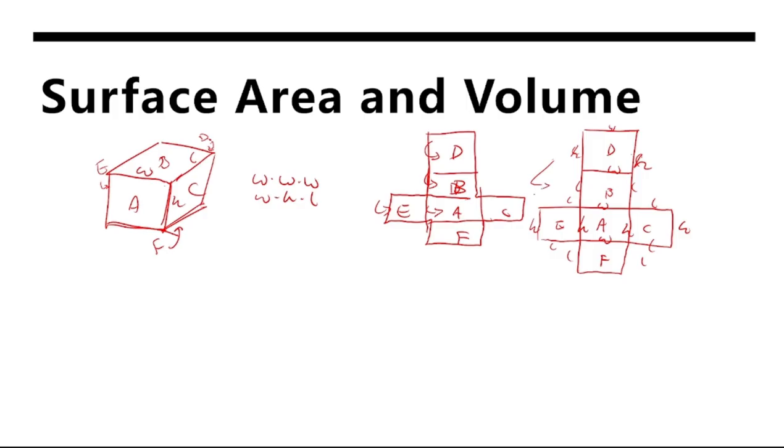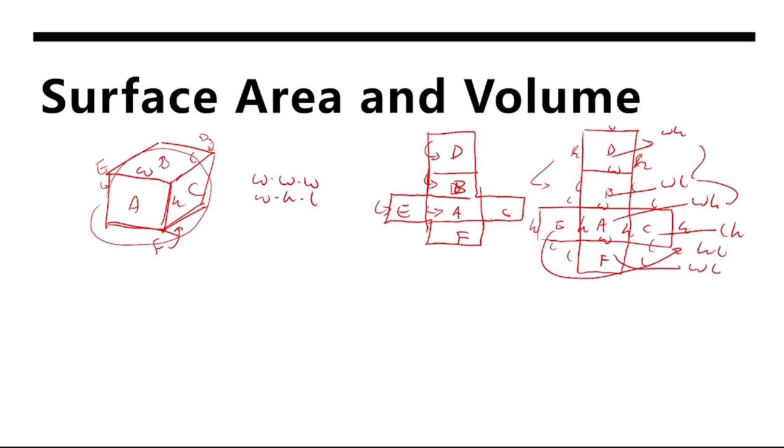So for the whole surface area of this cuboid, we'll add them together. We'll have for D, WH, B, WL, A, WH, C, this is H, yeah, HL or LH, E, HL, F, WL. And adding all 6 together will give us the surface area. This is for any kind of cuboid.